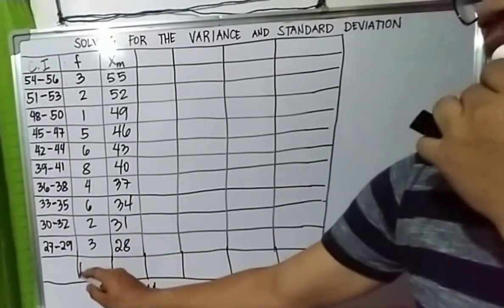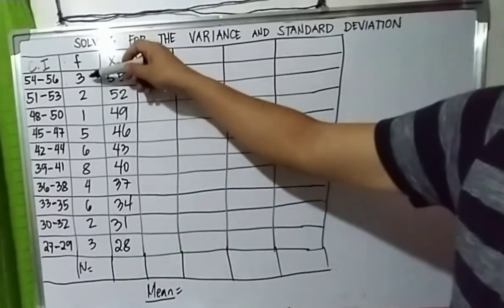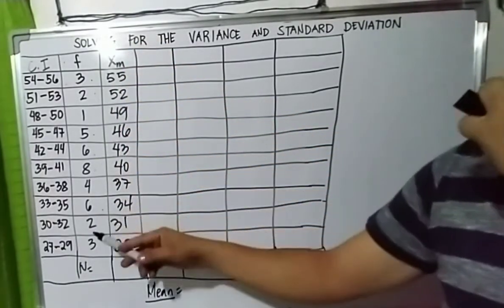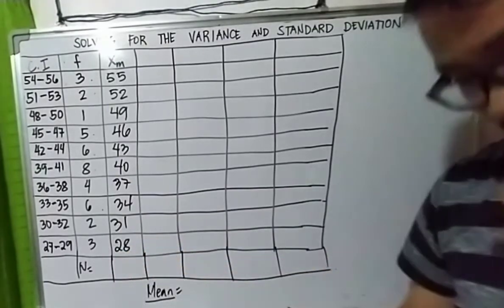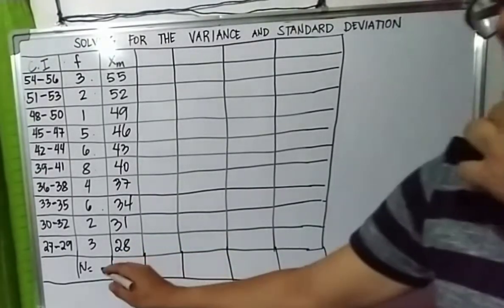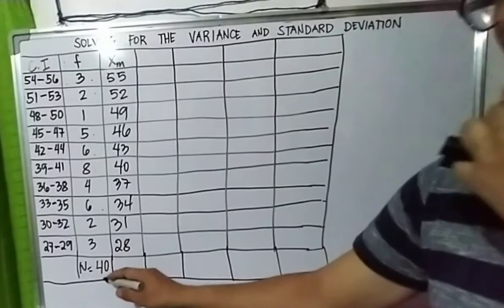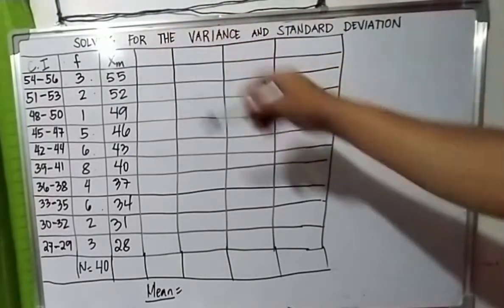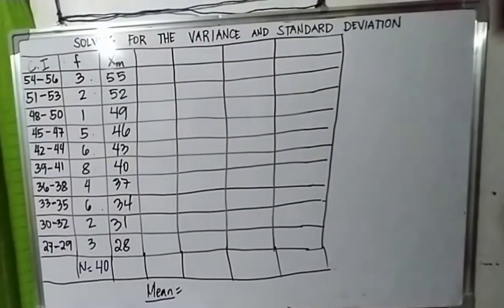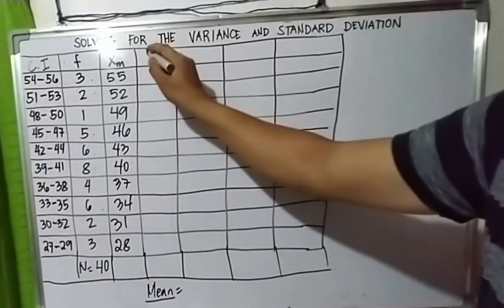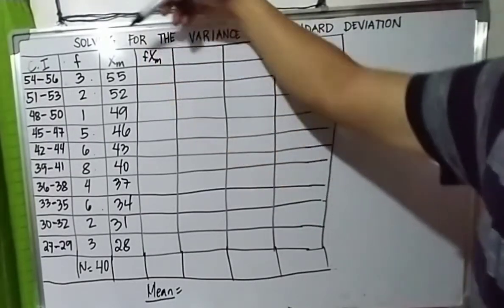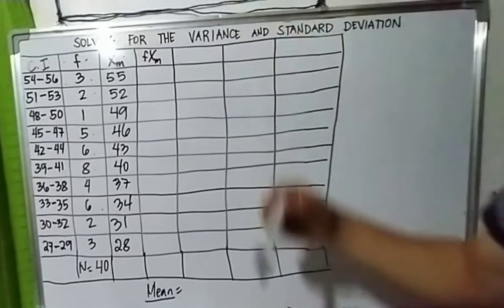Then find the total frequency. So 3 plus 2 plus 1 plus 5 plus 6 plus 8 plus 4 plus 6 plus 2 plus 3, that is equivalent to 40. So the total frequency is 40. Next, anong sunod sa x sub m? Okay, sunod is, that is frequency times x sub m.